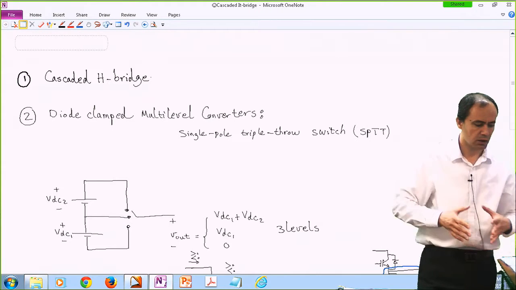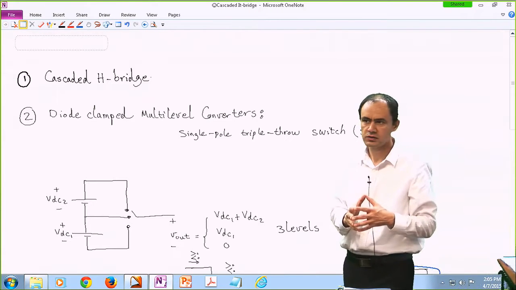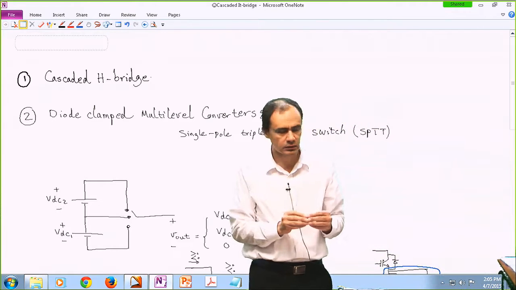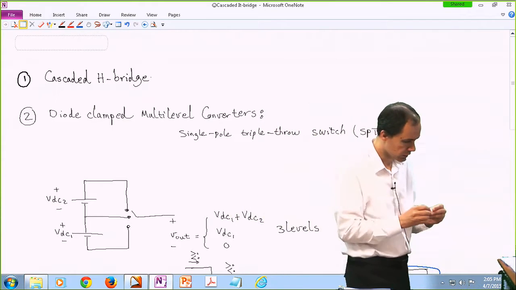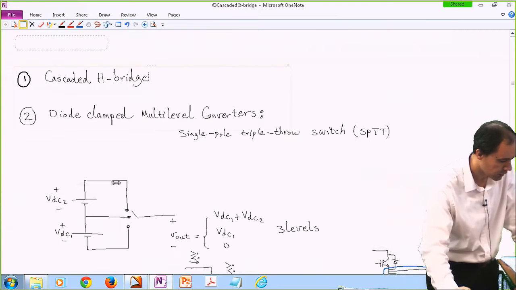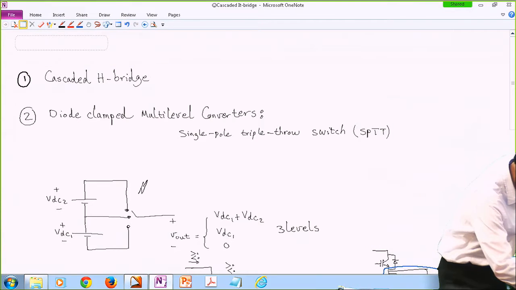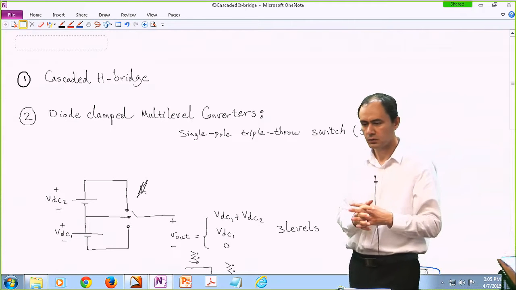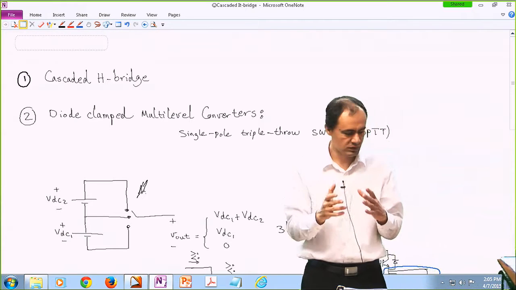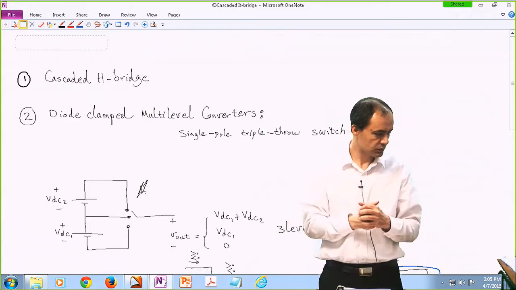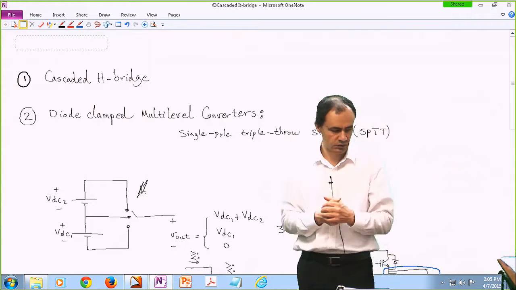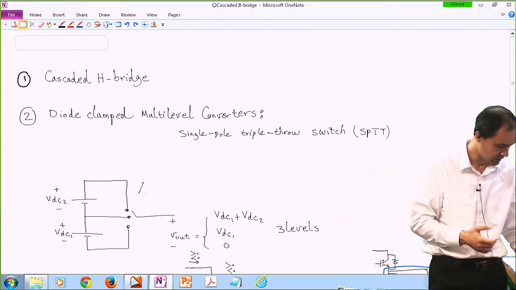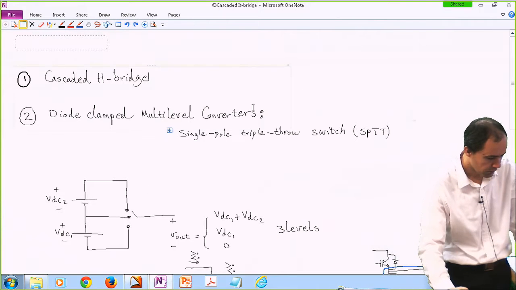So the idea behind diode clamp multi-level converters is how we can implement a single pole, triple throw switch. So I have a diagram over here. You can actually see what we are talking about. In a classic single pole double throw switch, there are only two states. Either the top throw is engaged or the bottom throw is engaged. Over here we have three throws, so we have three states basically. So how are we going to do that?